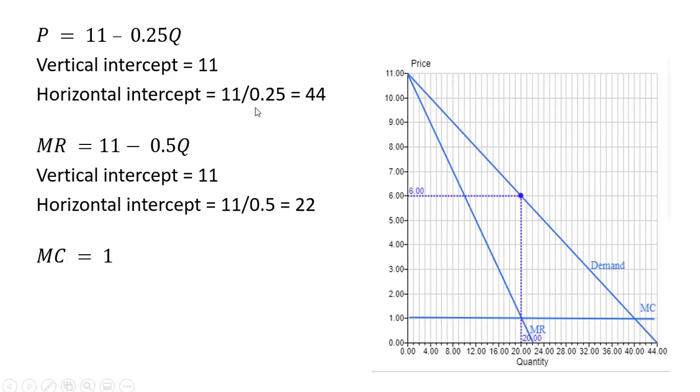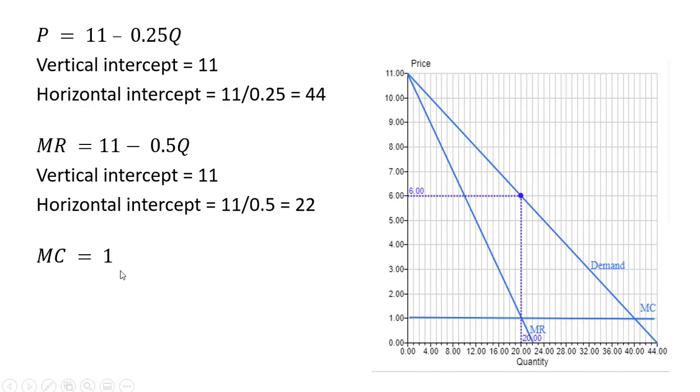Let's look at this graphically. So graphing our inverse market demand, it has a vertical intercept of 11. So here's our demand curve, vertical intercept of 11, and the horizontal intercept is going to be calculated by taking 11 and dividing it by 0.25, and that gives us 44. Essentially here for the horizontal intercept, we're setting price equal to 0 and solving for Q. For the vertical intercept, you're setting Q equal to 0 and solving for price. Likewise with marginal revenue, vertical intercept is 11, so when Q is 0, marginal revenue is 11. And the horizontal intercept is 11 divided by 0.5 or 22, and that is calculated by setting marginal revenue equal to 0 and solving for Q.